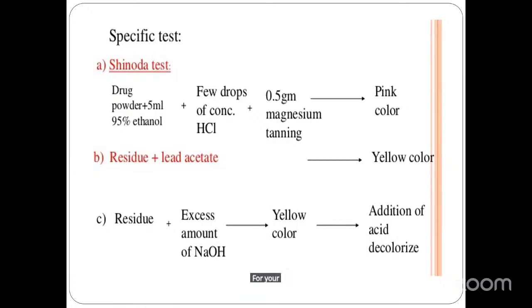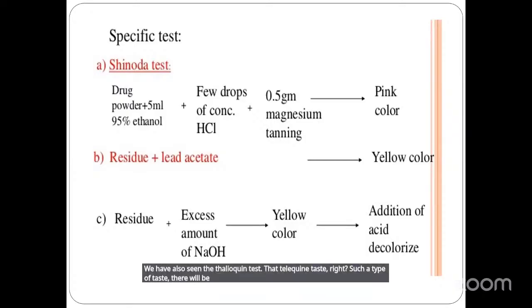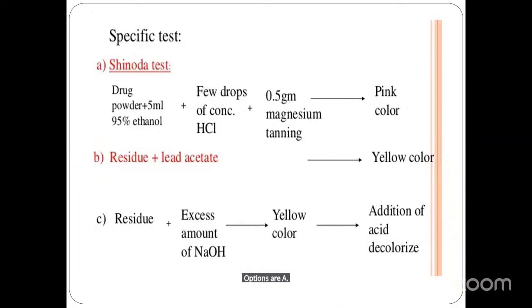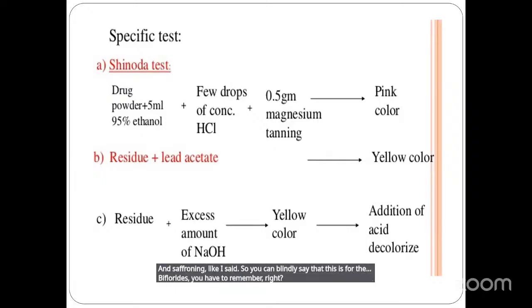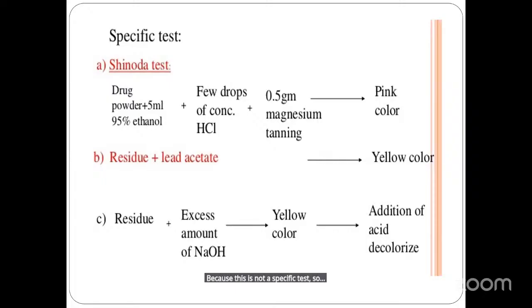For your kind information, besides the Shinoda test, we have also seen the Thalleioquin test. Such a type of test, there will be a question asked only like this: the Shinoda test is for? Options are A, phenolic glycoside; B, aldehyde glycoside; C, flavonol glycoside; and D, saponin glycoside. So you can blindly say that this is for the bioflavonoids. You have to remember, right? Because this is not a specific test, hardly any question will be asked on the reagent here, but you just have to remember their names, right?